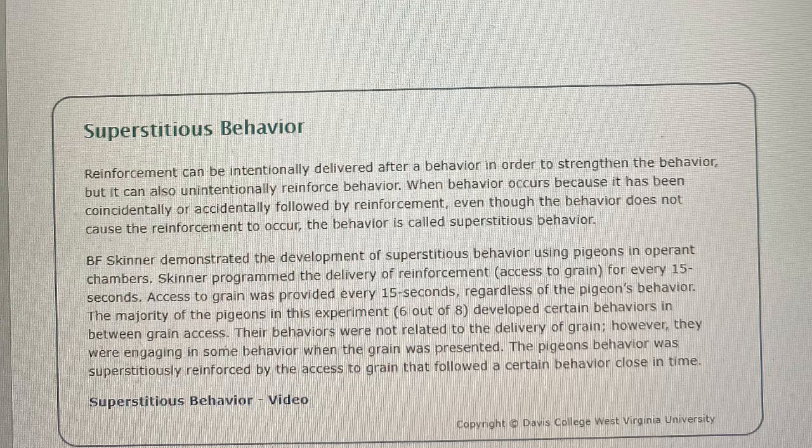B.F. Skinner demonstrated the development of superstitious behavior using pigeons in operant chambers. Skinner programmed the delivery of reinforcement, access to grain, for every 15 seconds. Access to grain was provided every 15 seconds, regardless of the pigeon's behavior. The majority of the pigeons in this experiment, 6 out of 8, developed certain behaviors in between grain access. Their behaviors were not related to the delivery of grain. However, they were engaging in some behavior when the grain was presented. The pigeon's behavior was superstitiously reinforced by the access to grain that followed a certain behavior close in time.